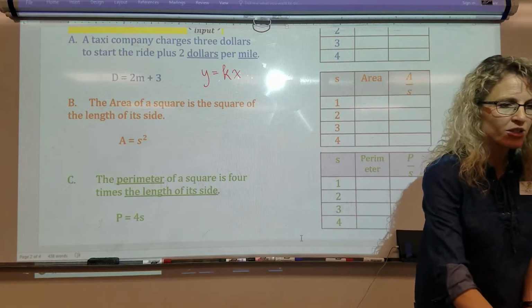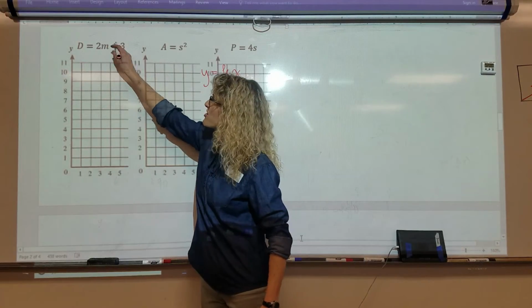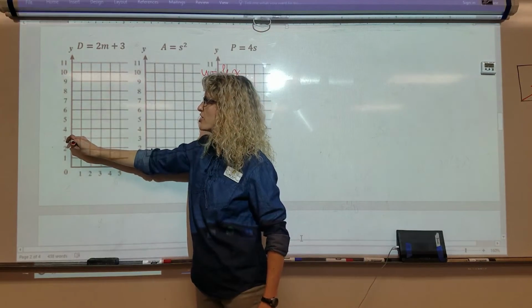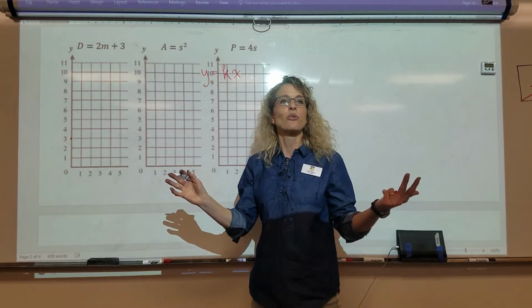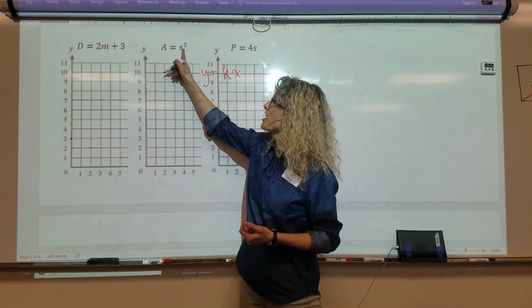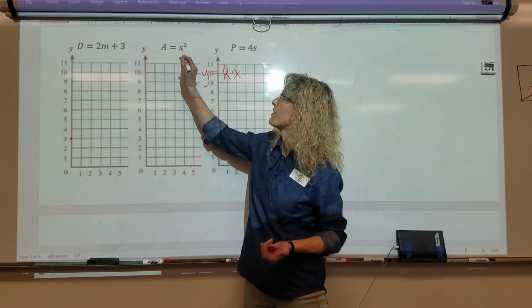So what does the graph look like? In this graph, there's a plus 3 here, and what that does is actually gives you a starting value of 3, and your graph just goes from 3. Doesn't go through the origin. This one right here has a square. This one actually starts at the origin, but it starts curving because it gets big really fast.